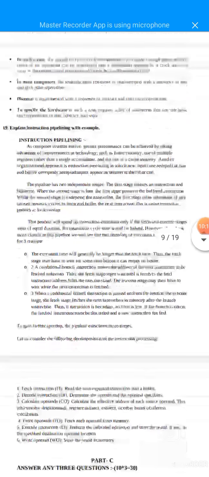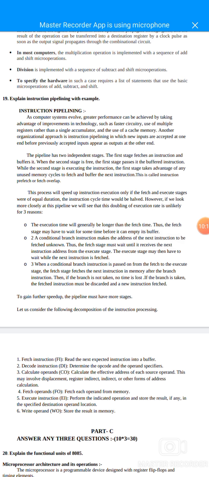and shift. 19th question: Explain instruction pipeline with example. Instruction pipeline. As computer systems evolve, greater performance can be achieved by taking advantage of improvements in technology, such as faster circuitry, use of multiple registers rather than a single accumulator, and use of cache memory. Another organizational approach is instruction pipelining, in which new inputs are accepted at one end before previously accepted inputs appear as output at the other end.